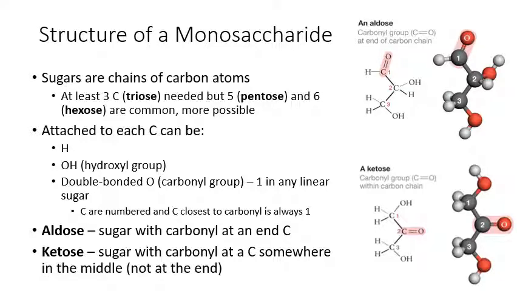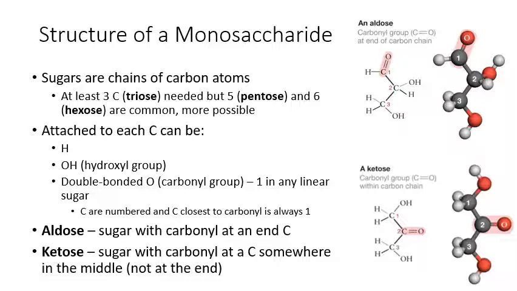Every sugar can be classified based on how many carbons it has, and there are general names for sugars that have certain numbers of carbons, not that you need to know all of those names. On each carbon atom in that chain, there are 3 different options for what you could have attached to it. Of course, it could be attached to other carbons in the chain, but apart from that, it could be attached to hydrogen atoms. It could be attached to hydroxyl groups, which is just an OH, or it could be double bonded to another oxygen. If you have a carbon that's double bonded to an oxygen, that's a carbonyl group.